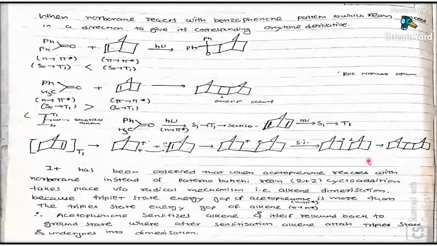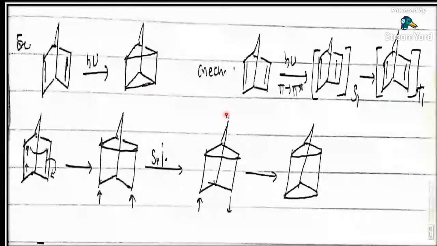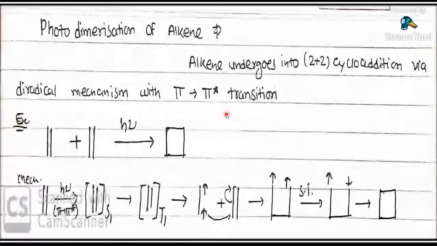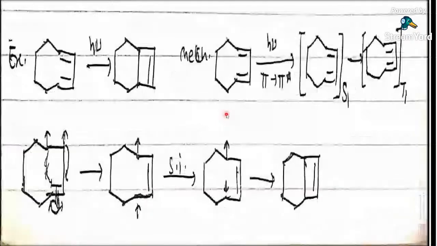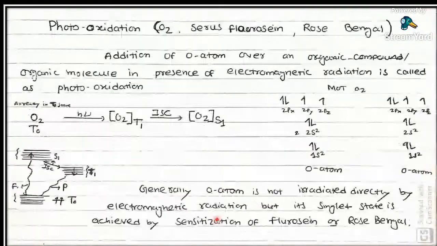So 2 plus 2 cycloaddition reaction, fifth reaction. These are simple ones. Photodimerization of alkene, you can say 2 plus 2 cycloaddition. Then the sixth reaction was photodimerization of cyclic alpha beta unsaturated ketone, where if a polar solvent is there, then you will get the head to head product, and if a non-polar solvent is there, then you will get the head to tail as a product. Then photooxidation reaction.